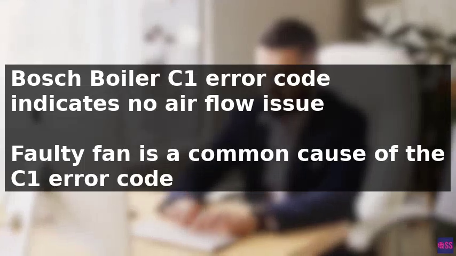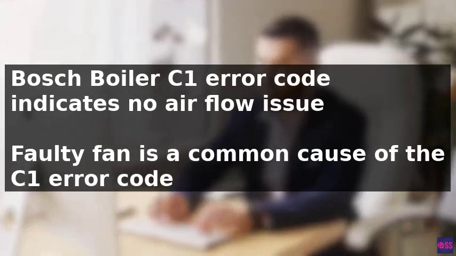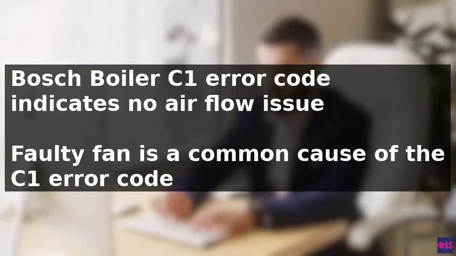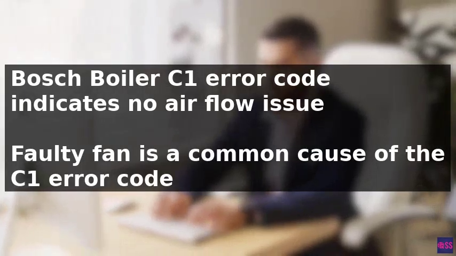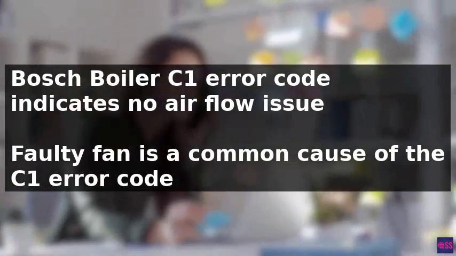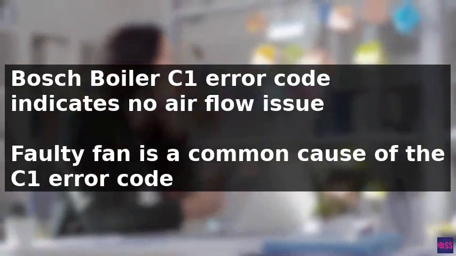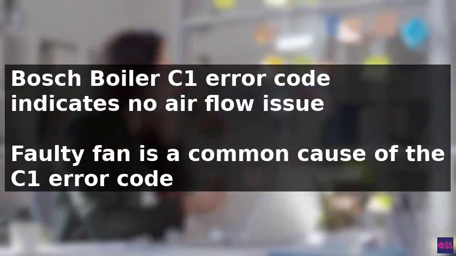The Bosch boiler C1 error code is displayed when there is no airflow in the boiler. This issue can be caused by a faulty fan, among other things. To resolve the problem, start by resetting the boiler.